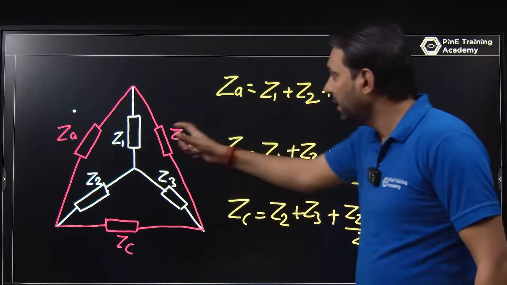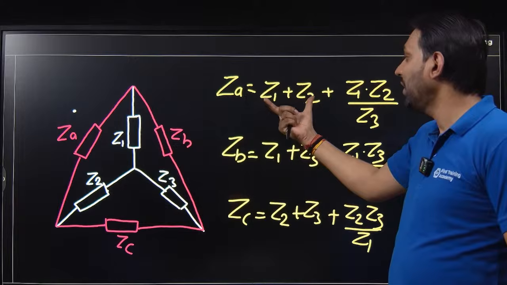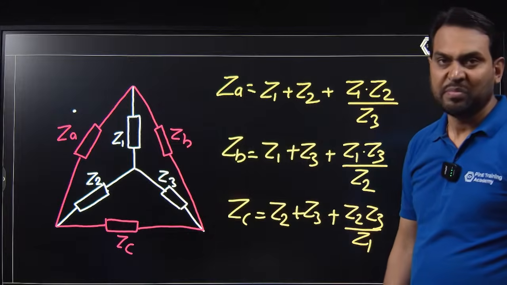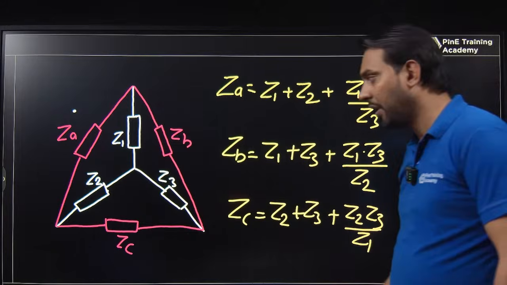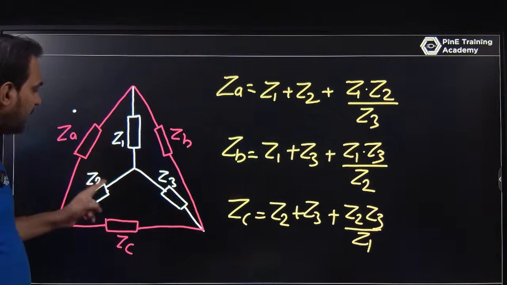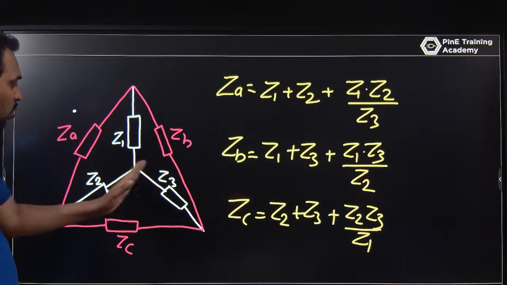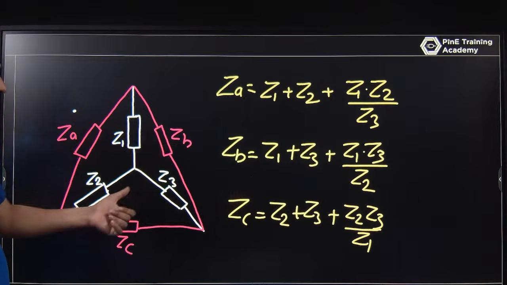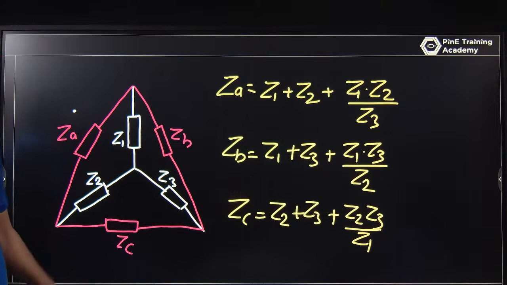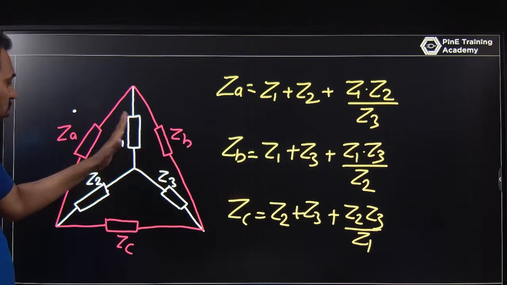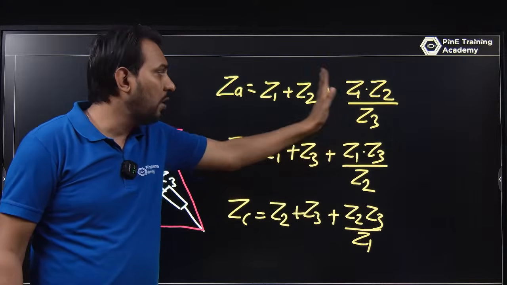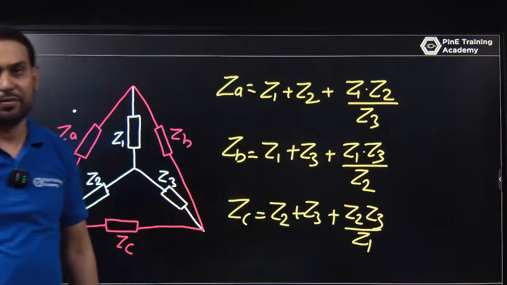Sum of adjacent plus product of adjacent upon remaining. Okay, let Z1, Z2, Z3 be the same, that value is Z, Z, Z. Let this be 3 ohm, 3 ohm, 3 ohm. What is the value of ZA, ZB and ZC? If all impedances of a star are the same, Z into Z plus Z plus Z plus Z into Z upon Z will be Z plus Z plus Z, that will be 3Z.